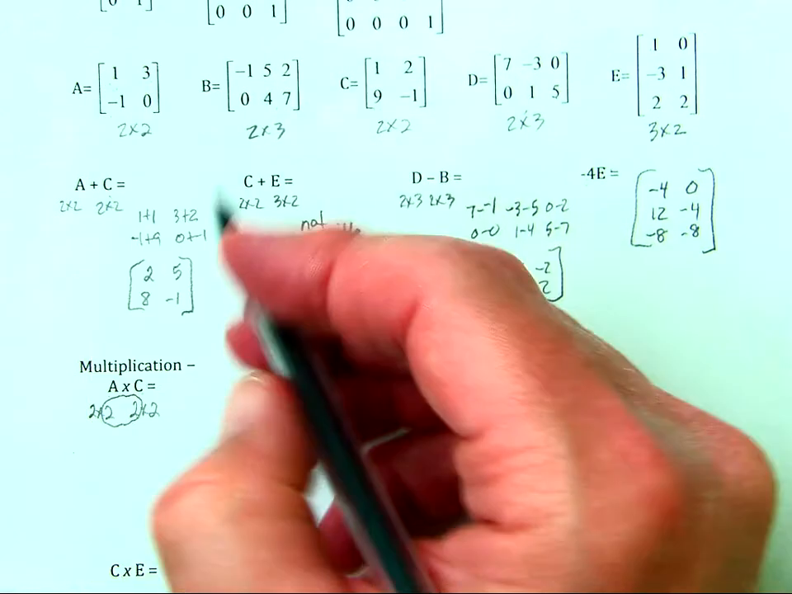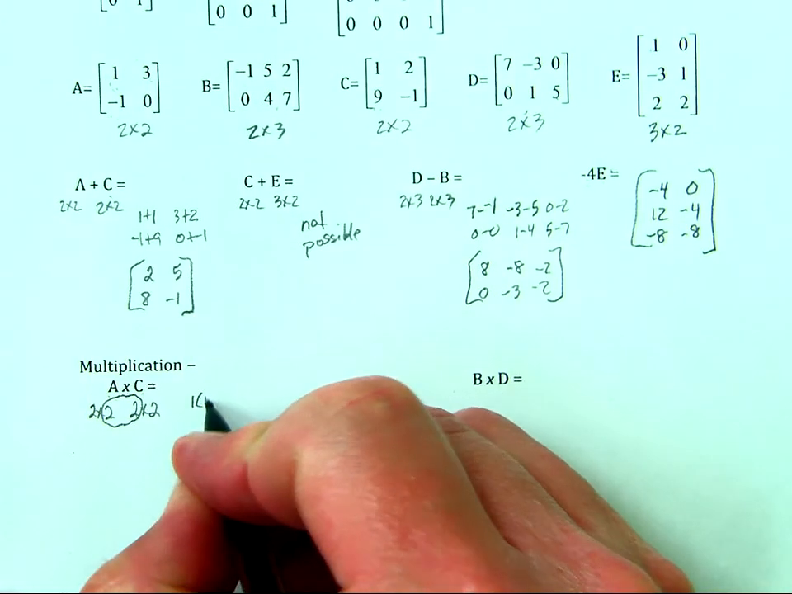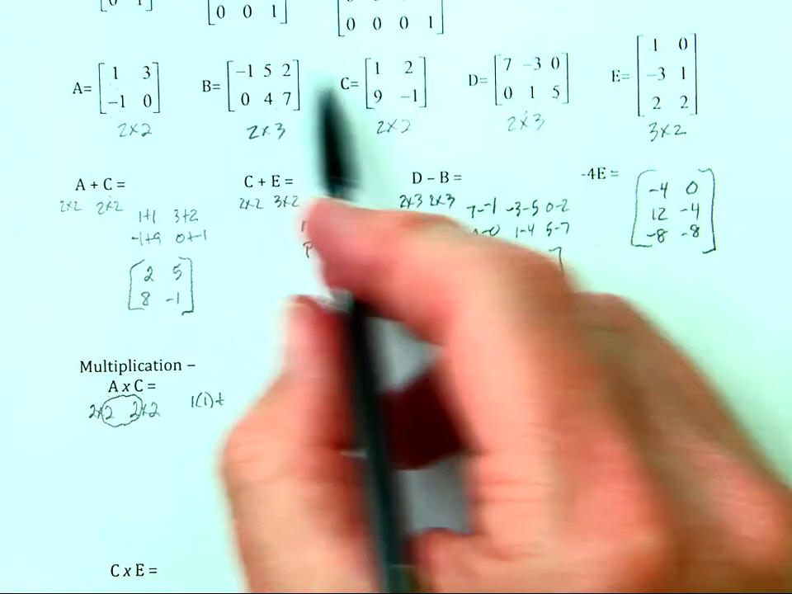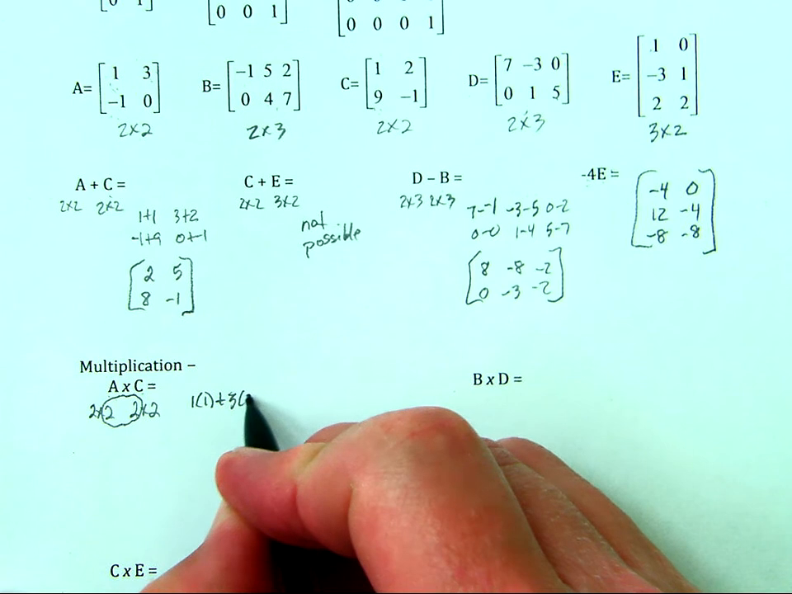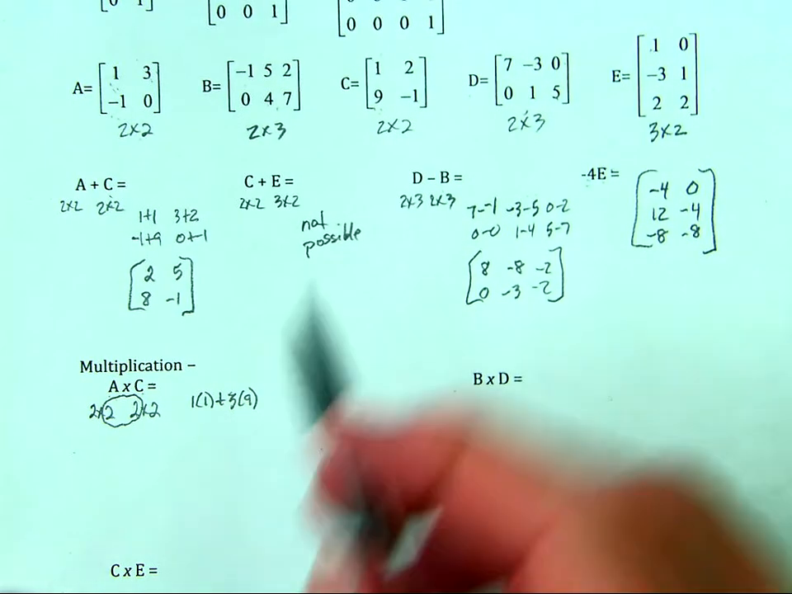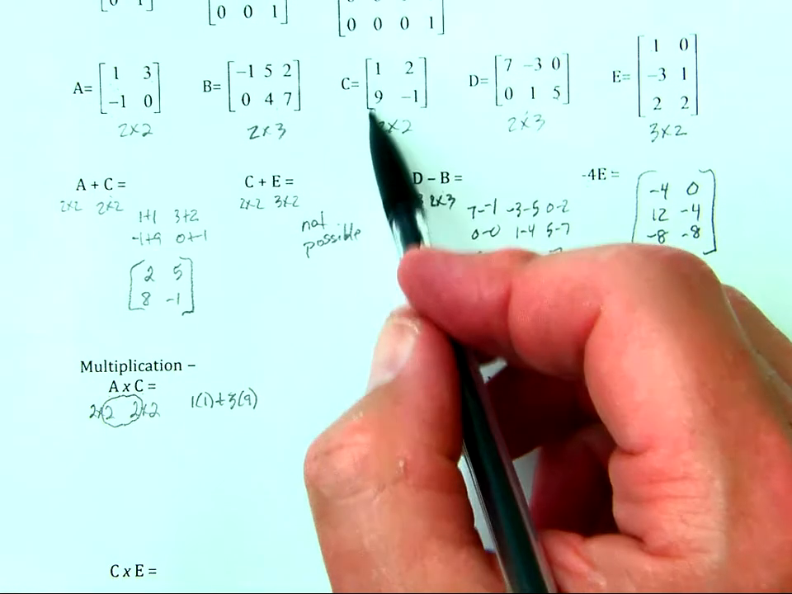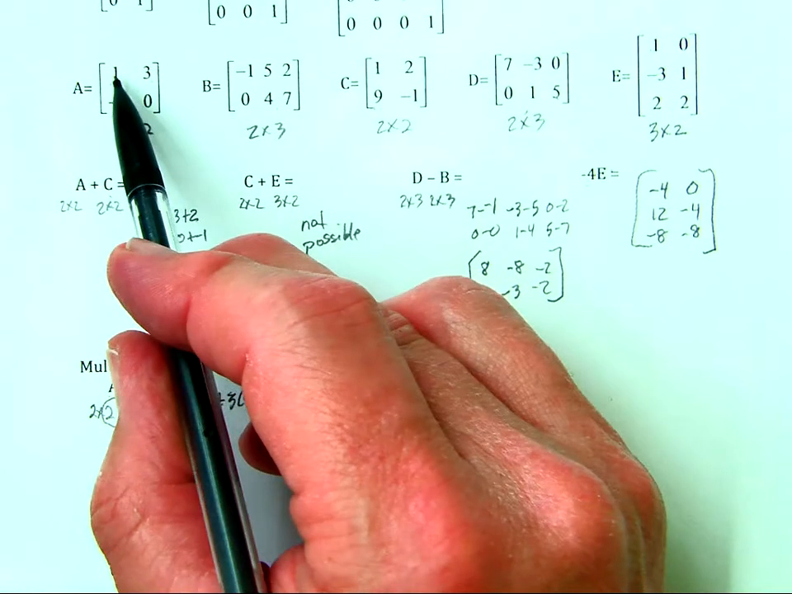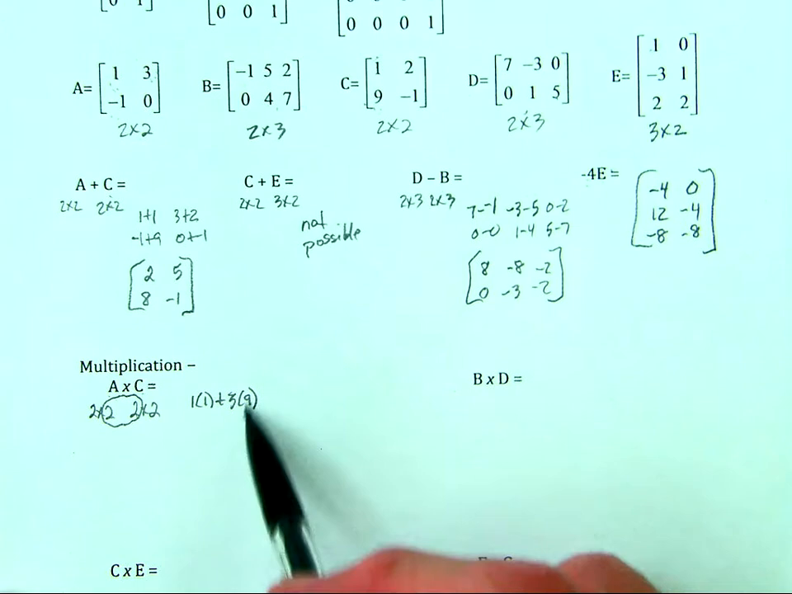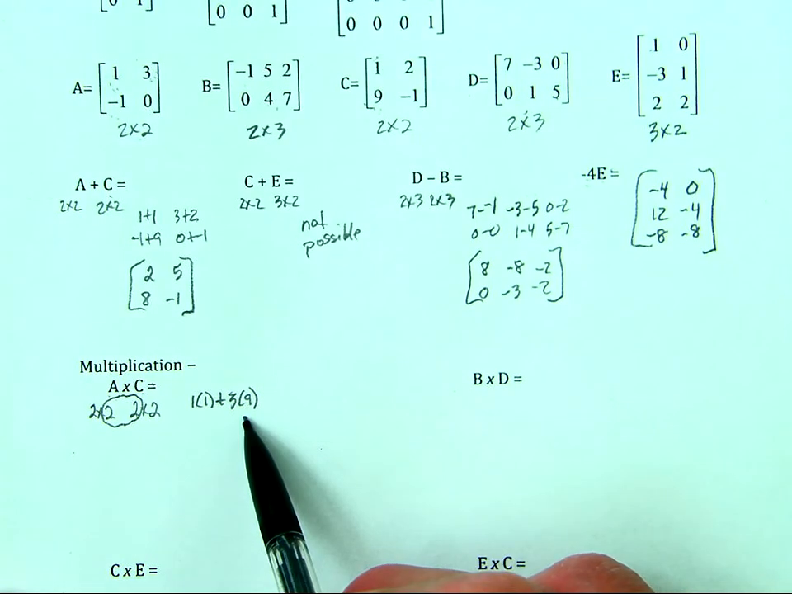So 1 times 1 plus 3 times 9. That's going to be our first term. So we took the first row times the first column. We matched them up. So 1 times 1, 3 times 9. That's going to be first row, first column.